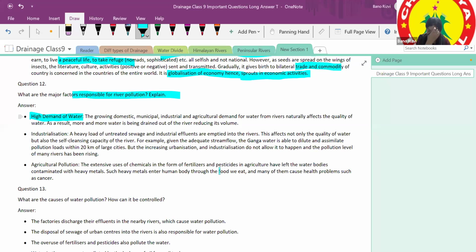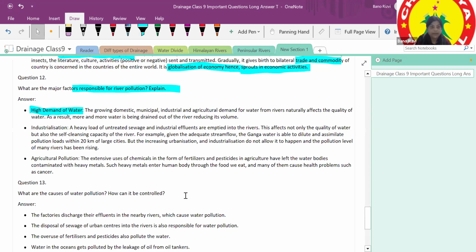Next is agricultural pollution. People, for a big harvest, are using a lot of chemicals and pesticides, and these pesticides are going into the human body, and this is causing many deadly diseases like cancer. What are the causes of water pollution? It is the same thing, kind of the same question in a different way.